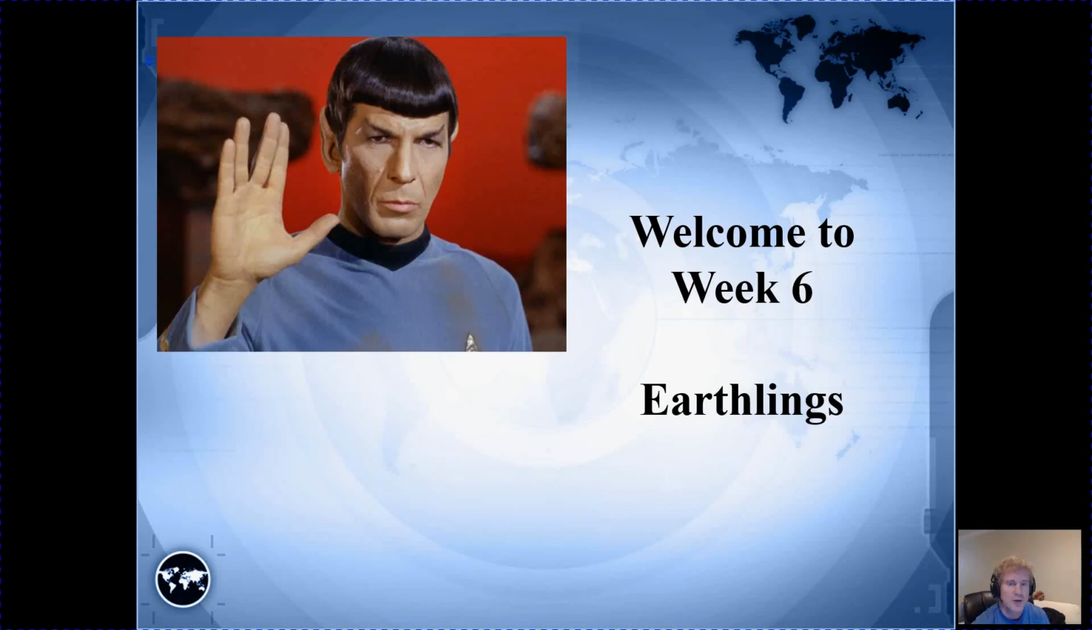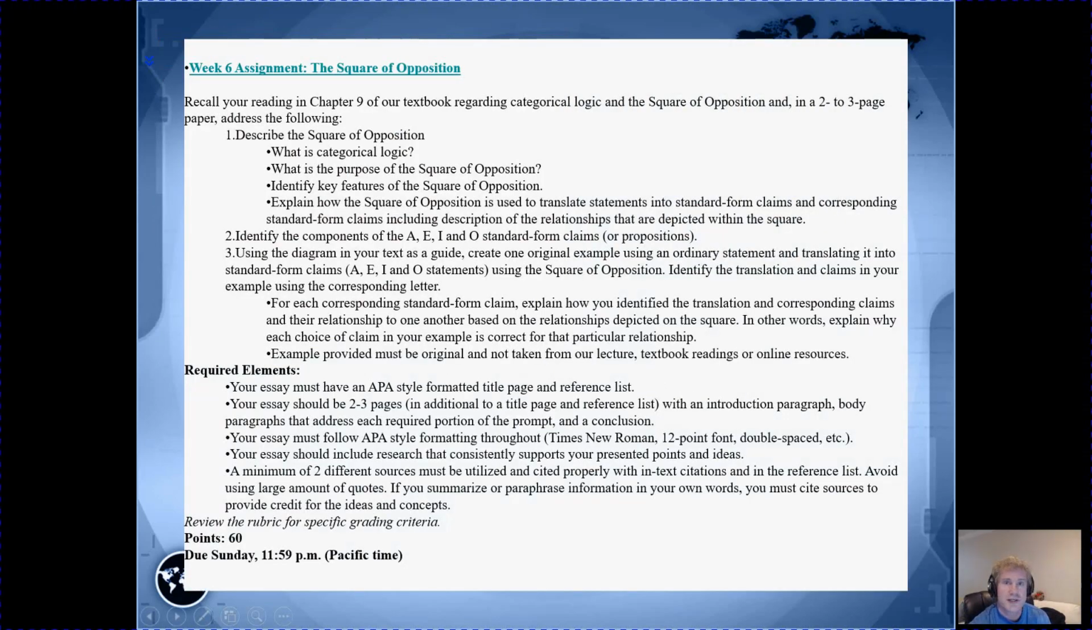Going to the next slide. The week 6 assignment is basically asking you to break down the components of the square of opposition. I also want you to listen to this. Go ahead and show me in the paper, in your own words, and with some of your own unique examples, that you understand I, E, A, O, those components of the square of opposition.